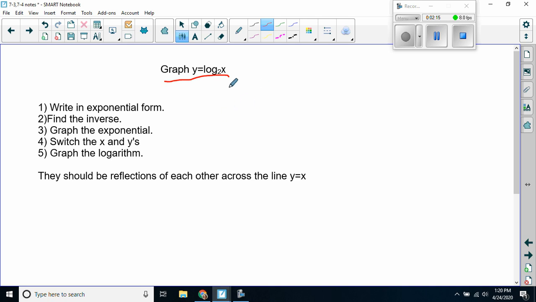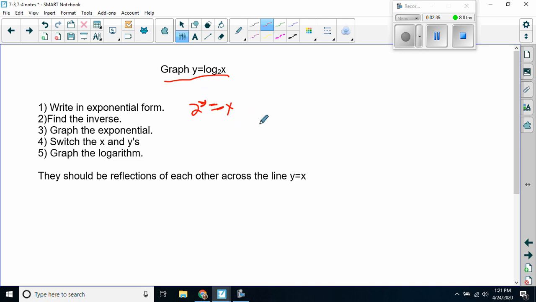It's just a curve. So when I see this, first thing I'm going to do is put it in exponential form. So I'll start with my base here, which is 2. So that's going to be 2 to the y power is equal to x, right? That is what it looks like now, just in exponential form. Then we're going to find the inverse of that.